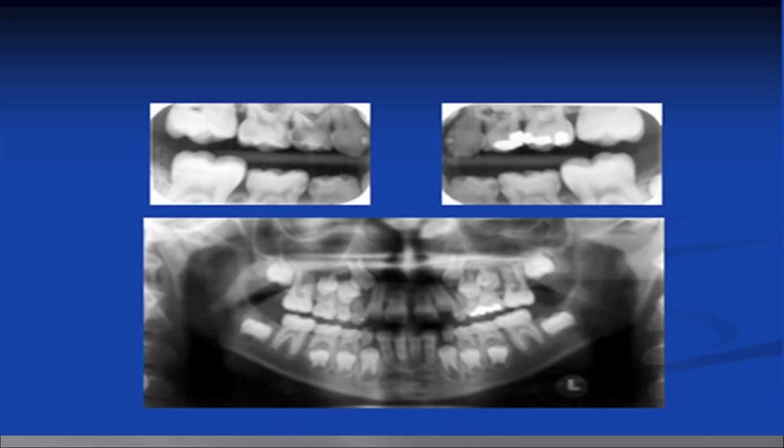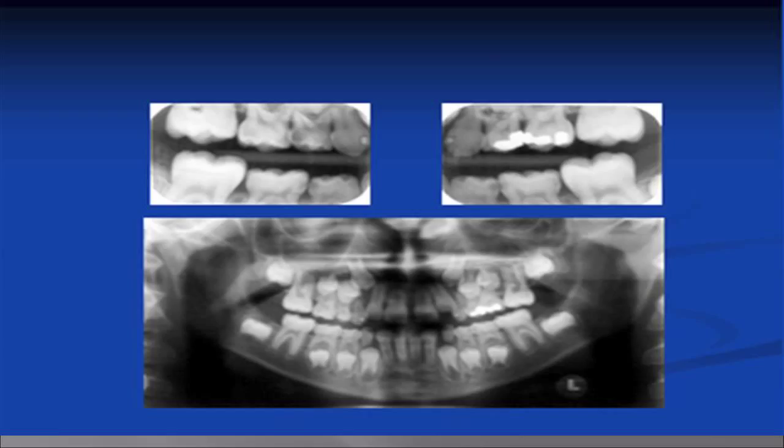Just a little bit of orientation. These are fairly typical x-rays that may be taken in a dental setting. The top two, again, this is the standard way of presenting it. This is the right side, and this is the right side of an orthopantomogram, and this is the left side. This is the same patient.